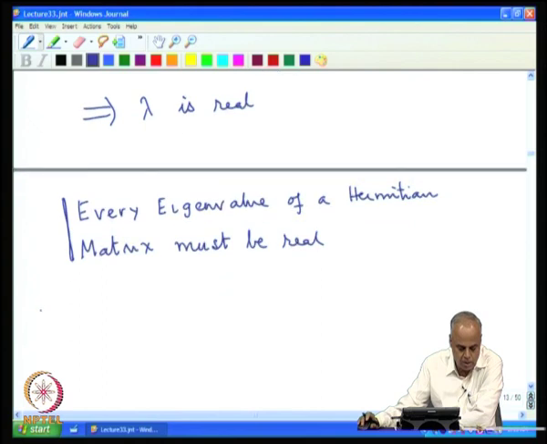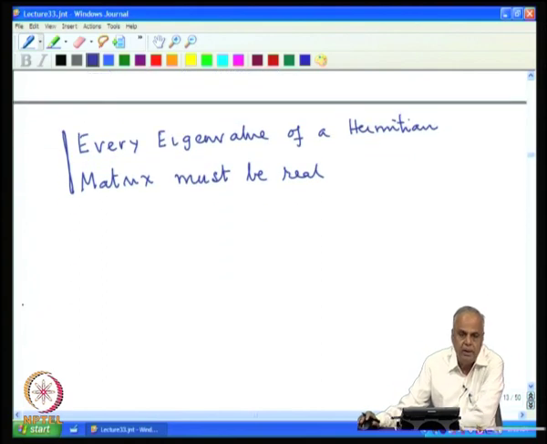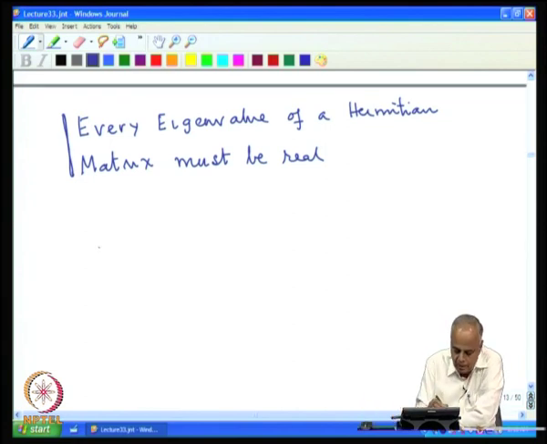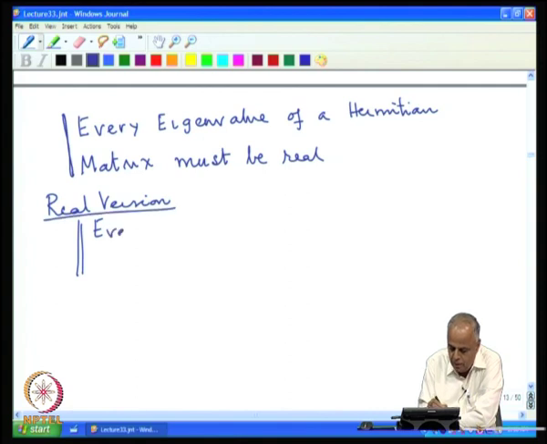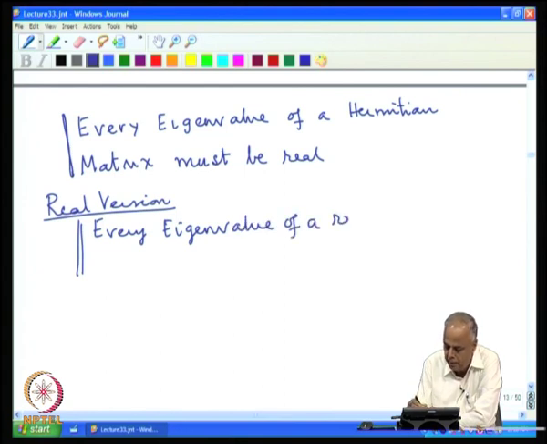Now, we observed last time that every real symmetric matrix can be thought of as a complex Hermitian matrix, and hence we get that every eigenvalue of a real symmetric matrix must be real.